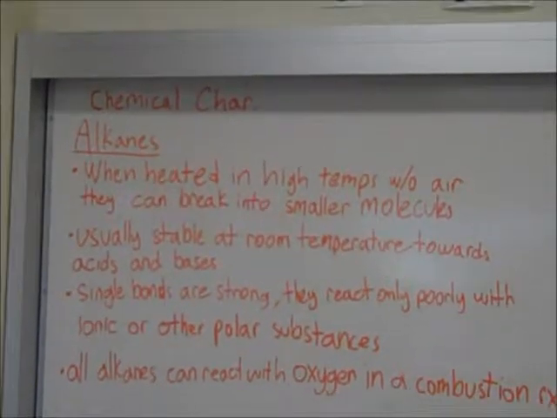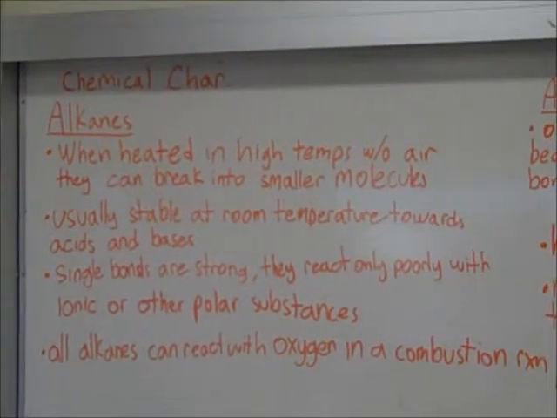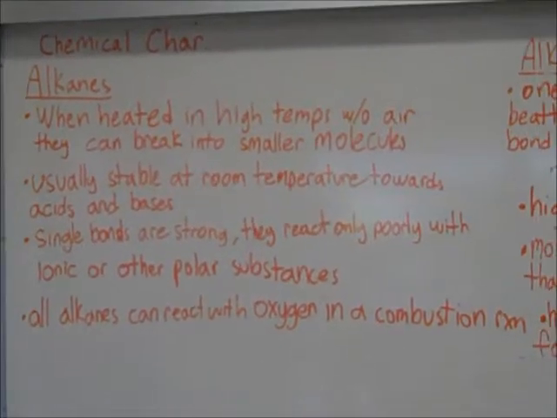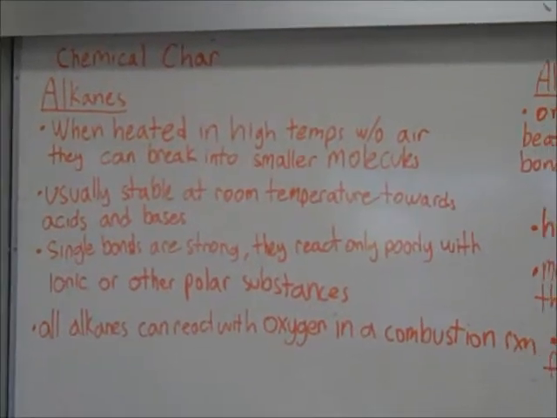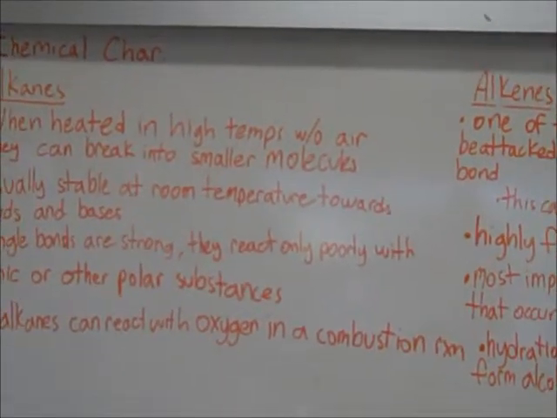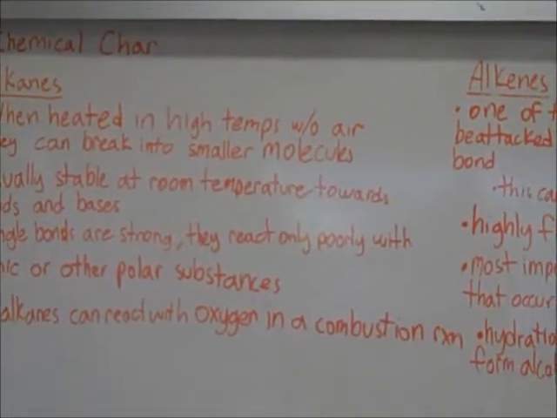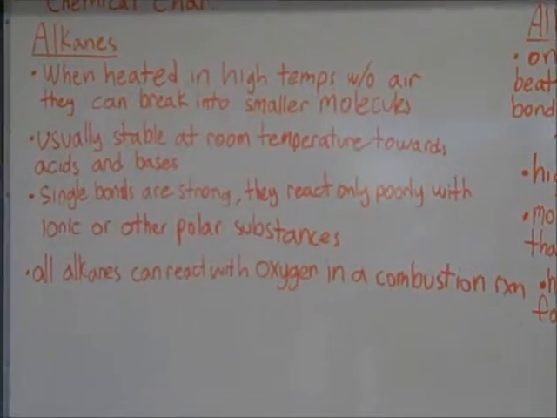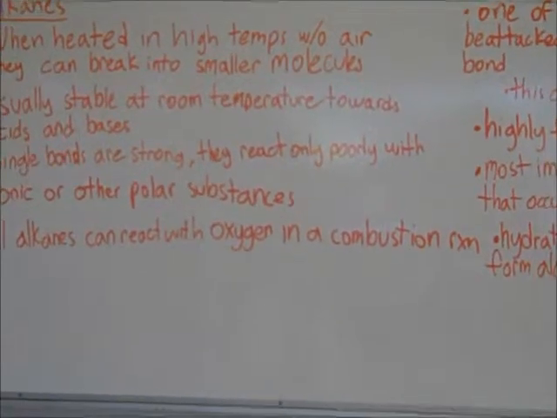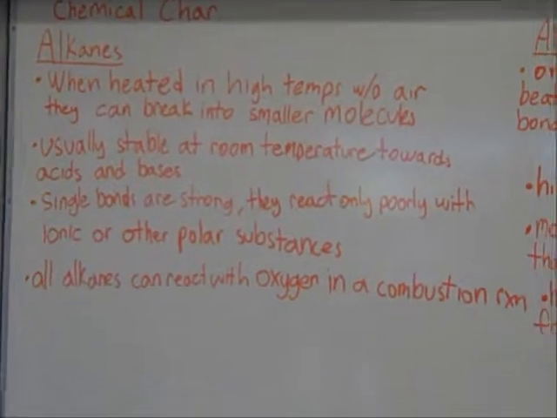Okay, chemical characteristics of alkanes, alkenes, and alkynes. Alkanes are usually stable at room temperature towards reactants like concentrated acids or bases. When heated at high temperatures, they can break down into smaller molecules. Since the single bonds are so strong, they tend to react poorly with ionic or other polar substances. All alkanes can react with oxygen in a combustion reaction. Usually with more carbon atoms, it becomes harder to react with oxygen.